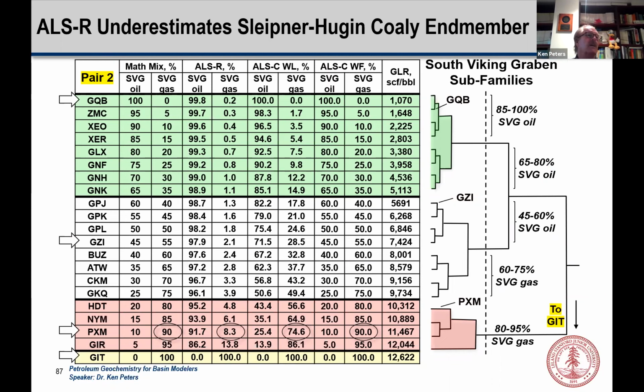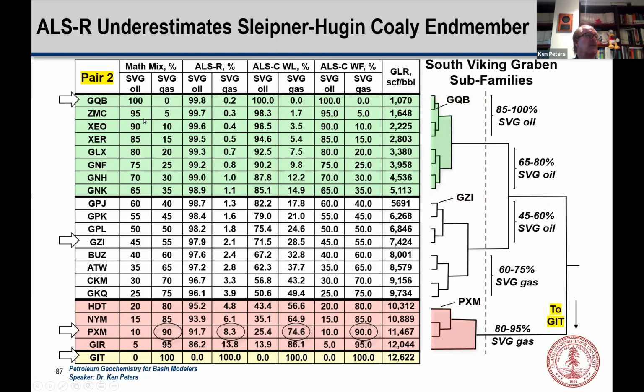So here's a kind of complex table. What I've done is go to that cluster analysis and blow it up. I've left the GIT off, that very big cluster distance down to its own little family. And now we have the Dropney family here, and you can see it's very systematic. The green ones, characterized by GQB, that sample, are 100% Dropney oil, SVG oil. It forms a tight little group here, 85 to 100% SVG oil.